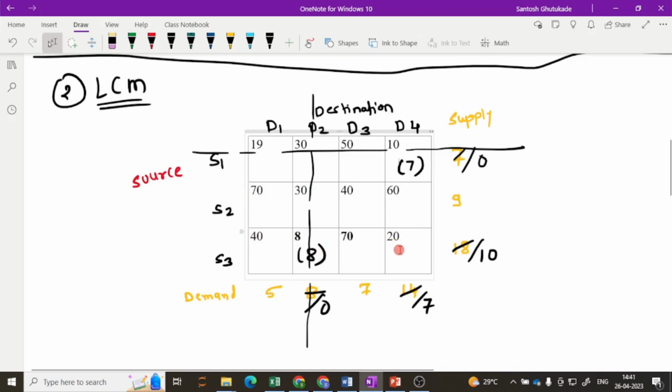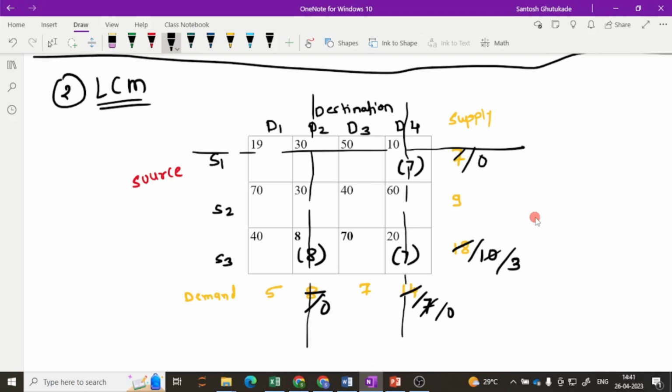So 20 is the next minimum, where supply is 10 and demand is 7. So we will give the 7 demand here. This demand is fulfilled, and from the supply we have used 7. So the remaining supply is 3. Now this column becomes 0, so we will cross this column. Now from the remaining matrix, we have 70, 40, 40, 70.